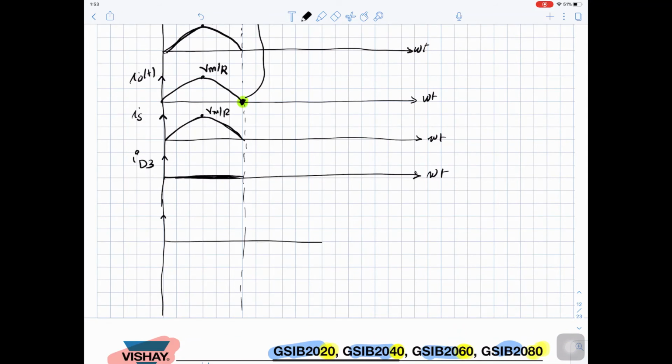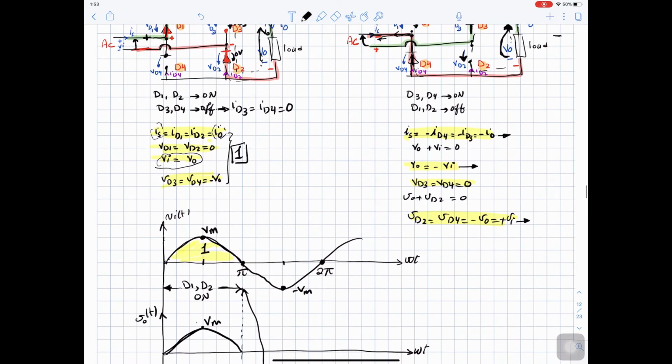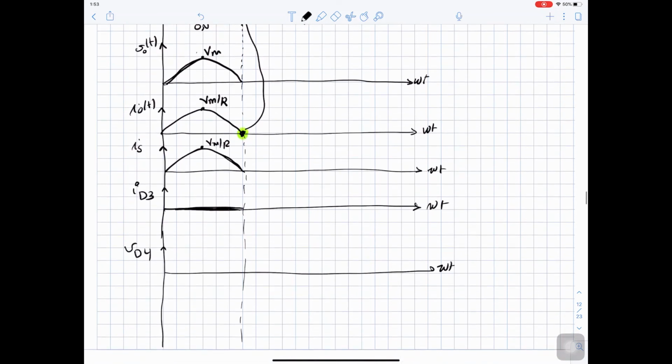So let's sketch, say, V diode 4, any voltage. So V diode 4 during this time equals negative V out. So for V diode 4, we will take V out here during this time, and we will take it negative, so we will reverse it. So V diode 4 equal negative V out, I diode 3 equal 0, I source equal to I out equal V out over R, V out equal V source. These are the equations we have.